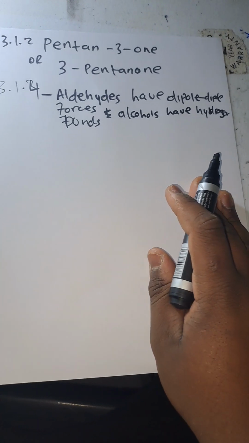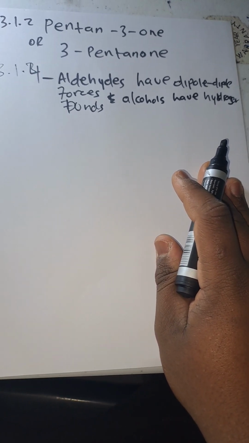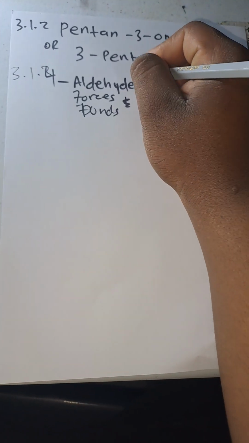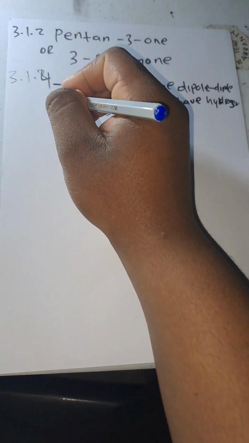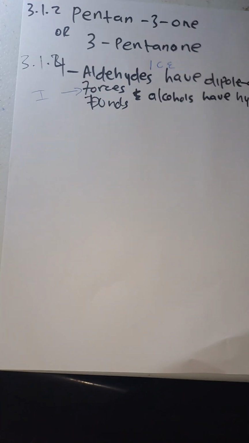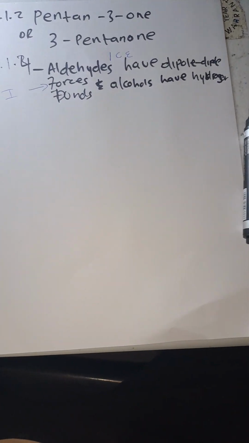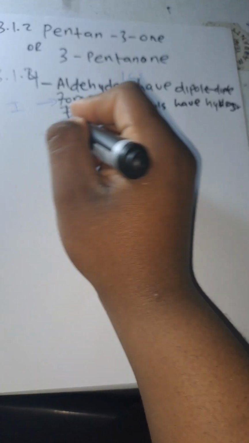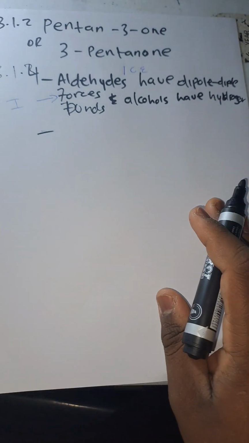I hope that you'll get your 2 marks, because already you have talked about the intermolecular forces, because I said that you use the ICE method. So already here you have used the intermolecular force part. Is it fine? Aldehydes have dipole forces and alcohols have hydrogen bonds. Let's go to the second point.